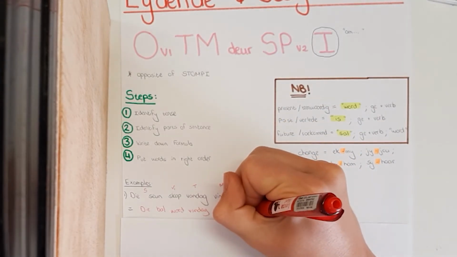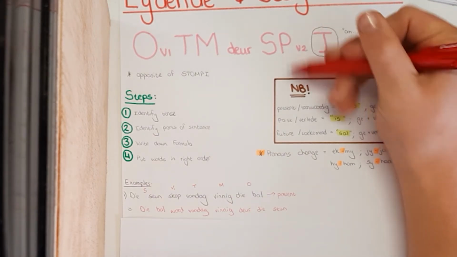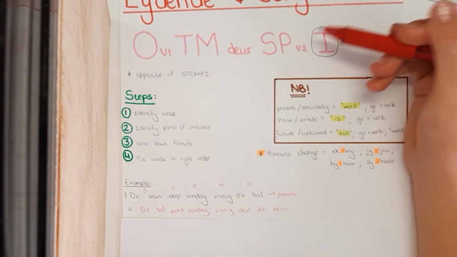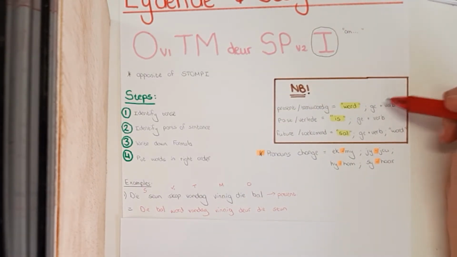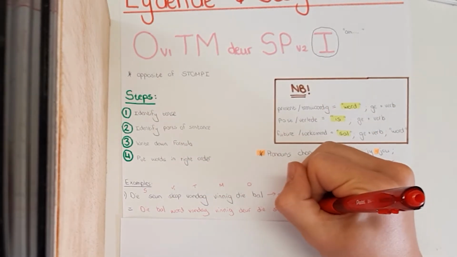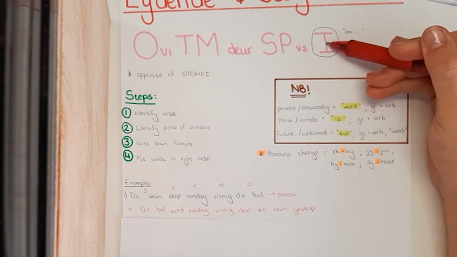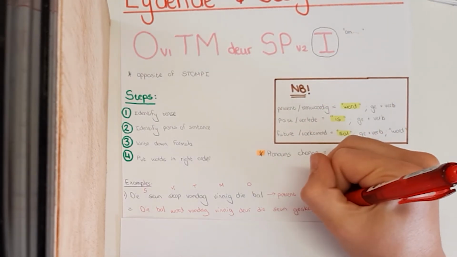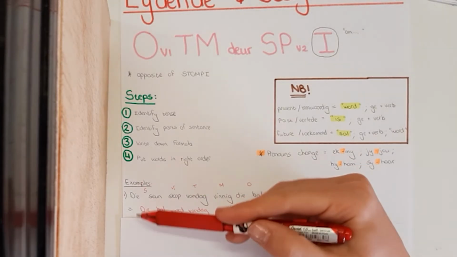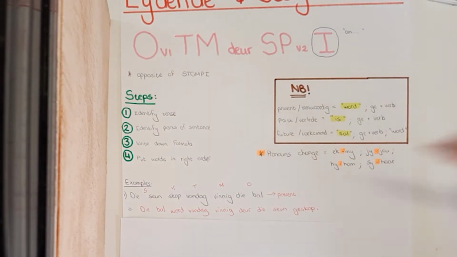Deur the subject. Is there a place? No. Verb 2, we said gets a ge plus your verb and it goes to the end. So here's our verb. We're going to add a ge to it. Geskop. Do we have an infinitive? No. Therefore, this is your sentence. Die bal word vandag vinnig deur die seun geskop.